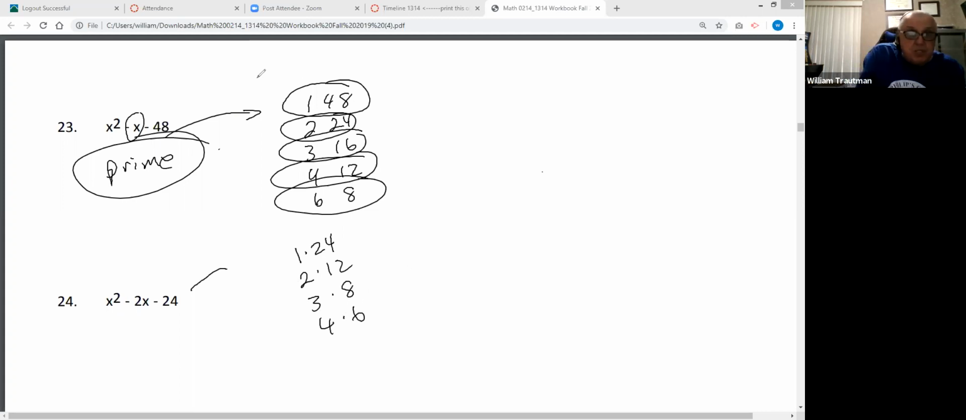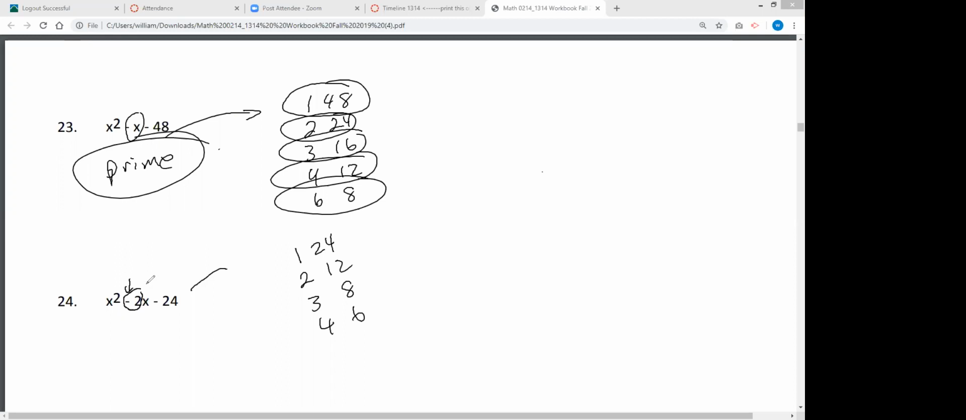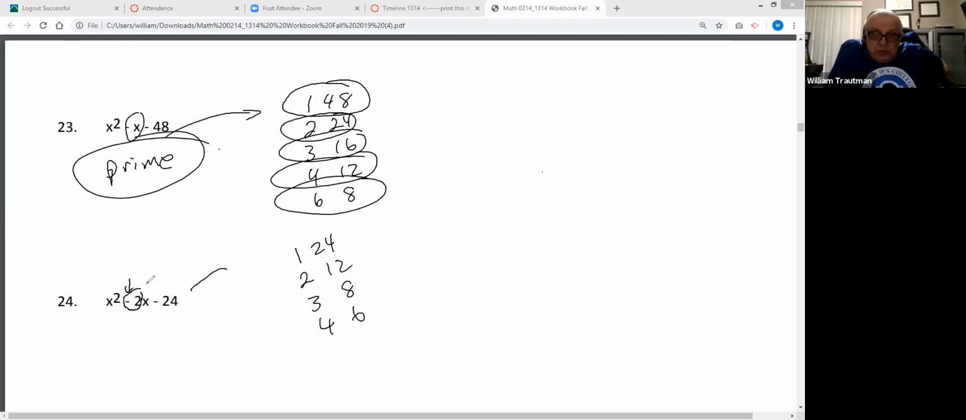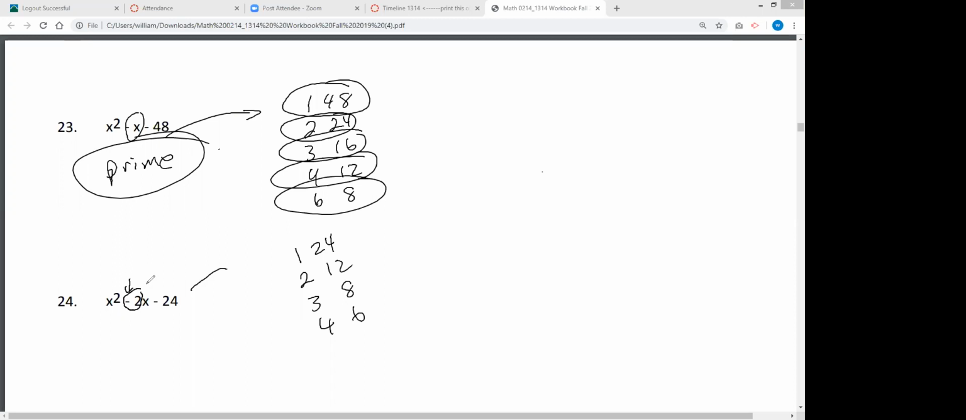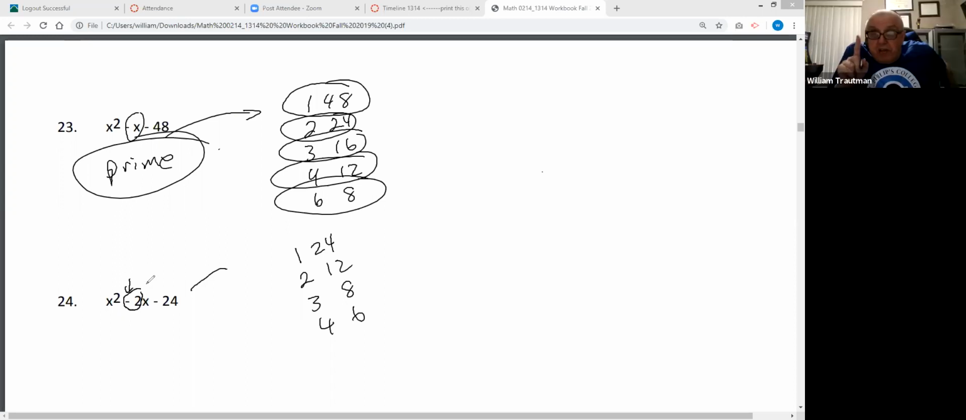Okay, step 2. Find a pair that adds or subtracts to equal -2. Does one of these pair, when I add or subtract, equal -2? 4 minus 6. And I'm glad everybody needs to pay attention to what she just said.